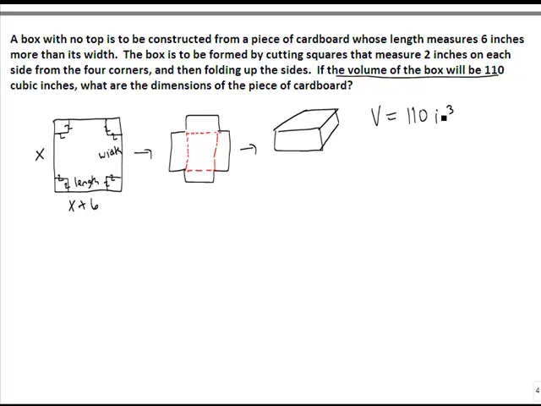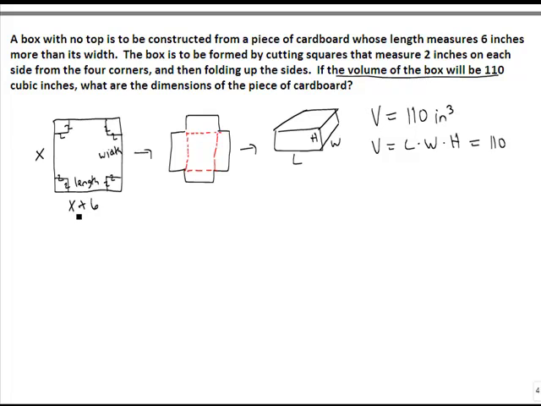So think about the volume of a box. How do you find the volume of a rectangular prism like this? Well, you need to know its length, its width, and its height, and volume equals length times width times height. So if I can find these 3 dimensions, I'm just going to multiply them together, and that has to equal 110. So that's how we're going to get our equation, but first we need to figure out what the length, the width, and the height are in terms of the original x's that we had over here.